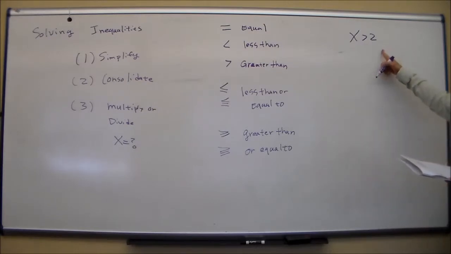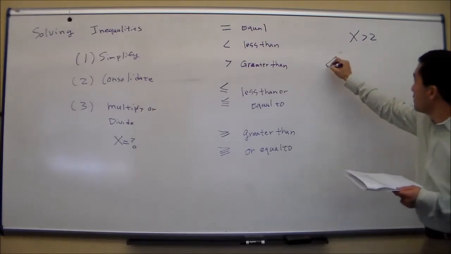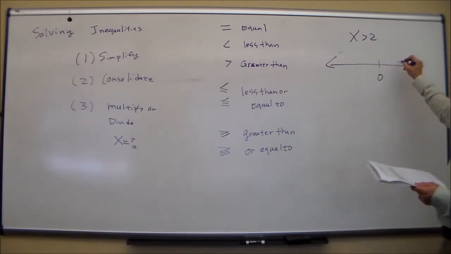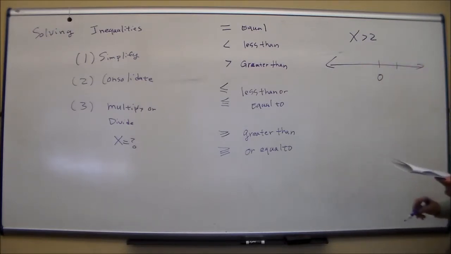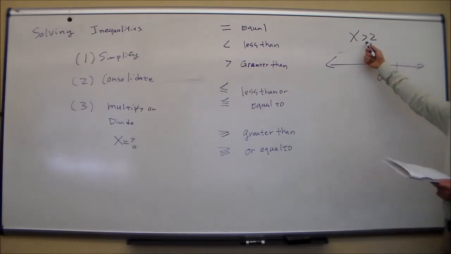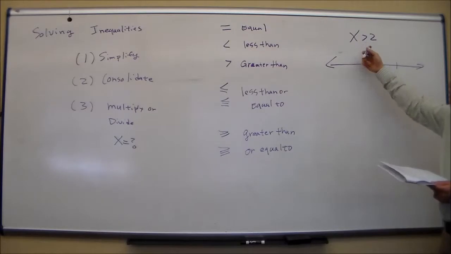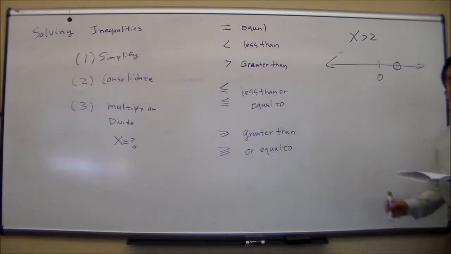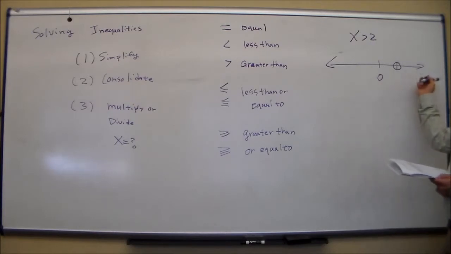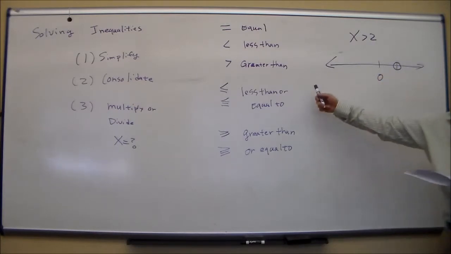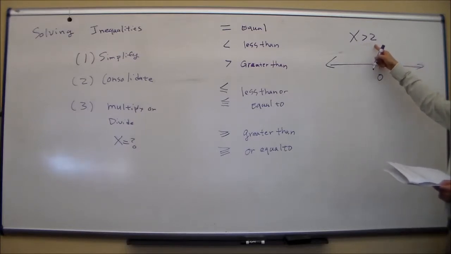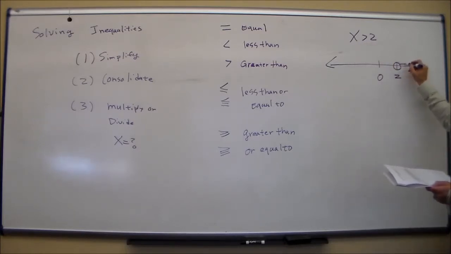If I draw this on the number line, 2 is over here. To represent a greater than sign, where there's no equal sign underneath, you use an open circle. On the number line, to the right means increasing, to the left means decreasing. So in this case, x is greater than 2, so I'm going to put the arrow to the right.